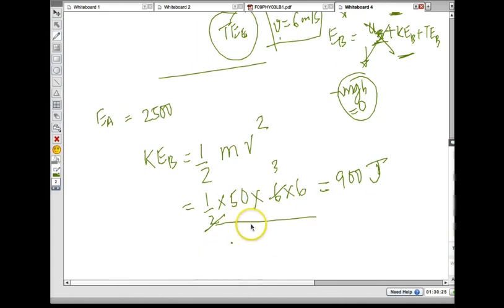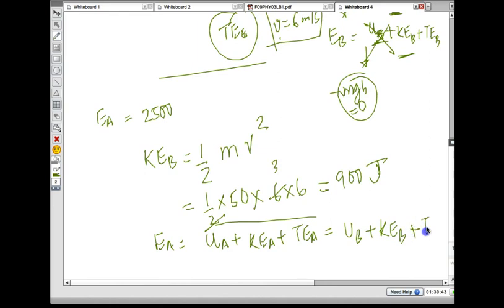So now let's look at the problem again. Total energy at A, which we said was equal to potential energy at A plus kinetic energy at A plus thermal energy at A, must equal potential energy at B plus kinetic energy at B plus thermal energy at B. We calculated this to be equal to 2500 joules. We calculated this to be 0. We calculated this to be 0. We calculated this to be 0. We calculated this to be 900 joules plus thermal energy at B.